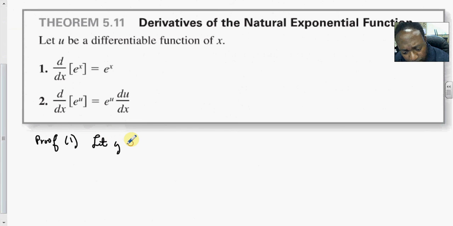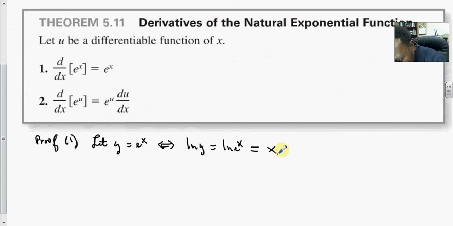So here, let y equal e to the x. And we know, by direct implication, that the natural log of y is equal to the natural log of e to the x. And here the natural log of e to the x is equal to x. You can write this as x times the natural log of e. The natural log of e is equal to 1. So this is x. So what we have now is the natural log of y equal to x, differentiating both sides.